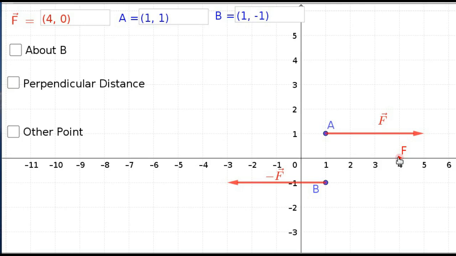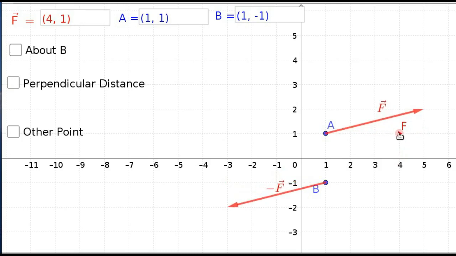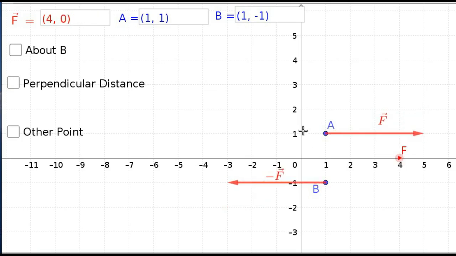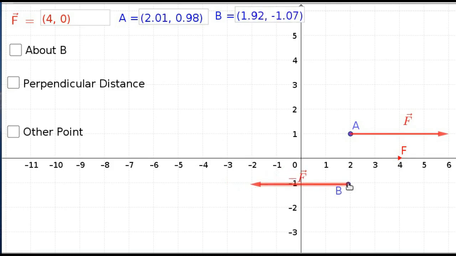So here we can change the force and see how that goes. And we can change the positions of A and B and see how that goes. And we can enter the values up here if we want to be more specific and make the values nice. 1, minus 1.